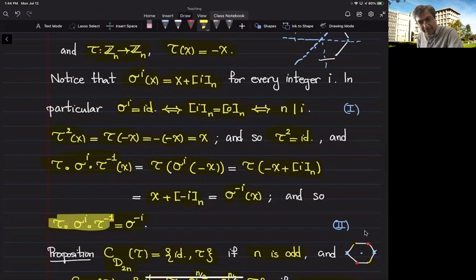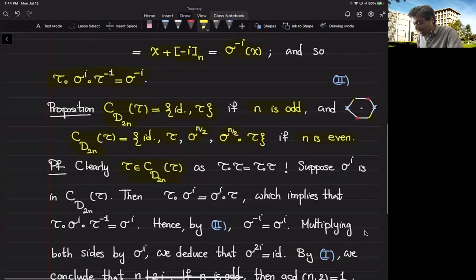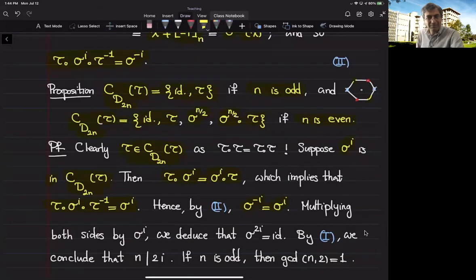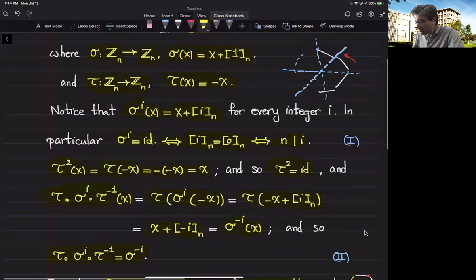But at the same time, we did this computation, and we realized that it is sigma to power negative I. So if sigma to the I is in the centralizer, then I have this equality. And therefore, by that equation, we get that sigma to power negative I is supposed to be sigma to the I, which means if I multiply both sides by sigma to power I, we get that sigma to power 2I is supposed to be identity. But here we argued the power of sigma is identity precisely when that power is a multiple of n.